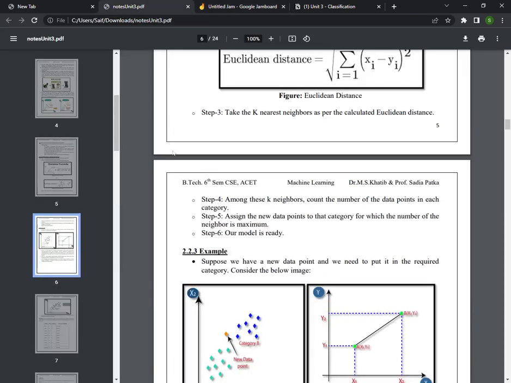So this is our step number 5. Steps 4 and 5: among the k neighbors, count the number of data points in each category. Assign the new data point to the category for which the number of neighbors is maximum. And then our model is ready.